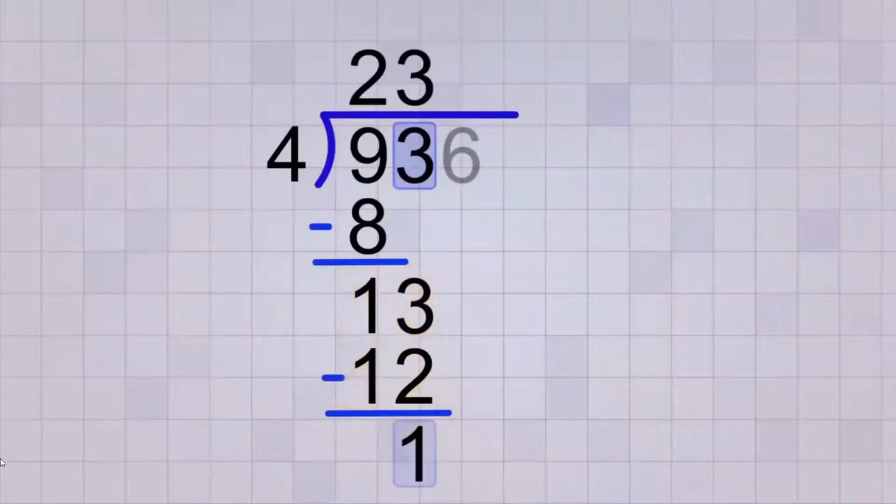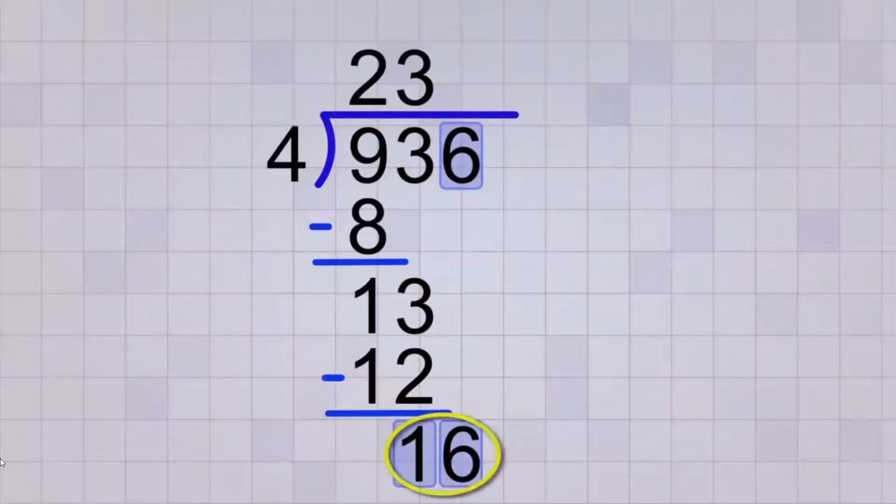Alright, now that we have a new remainder, it's time for our next division step. Let's stop ignoring the last digit in the dividend, the 6, and bring down a copy of it to team up with our new remainder. Together, they form a remainder of 16.